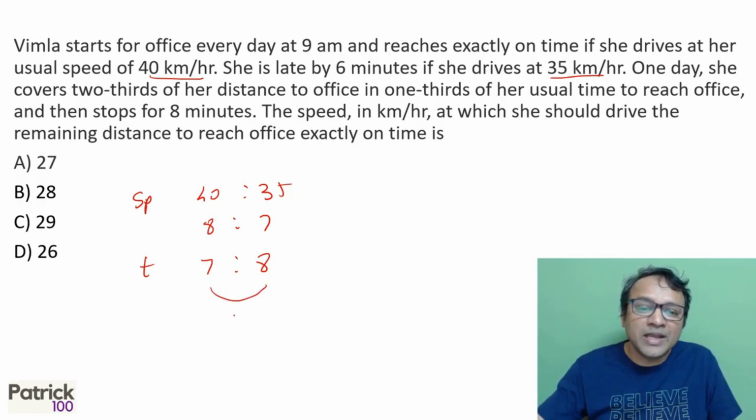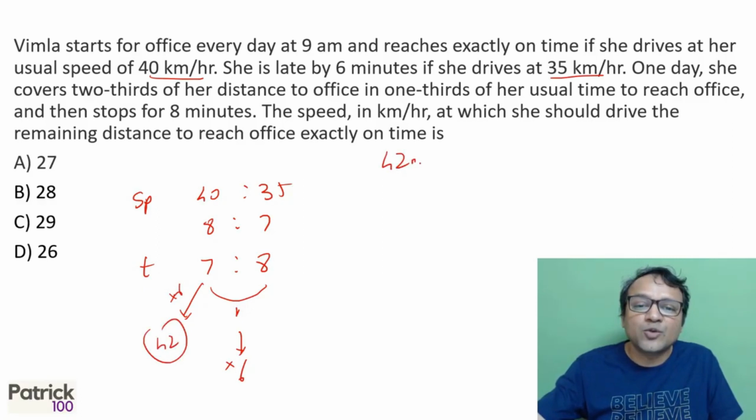But here the difference is 1. To make it 6, you have to multiply by 6. That means the usual time is 7 into 6, 42 minutes. The usual time is 42 minutes.